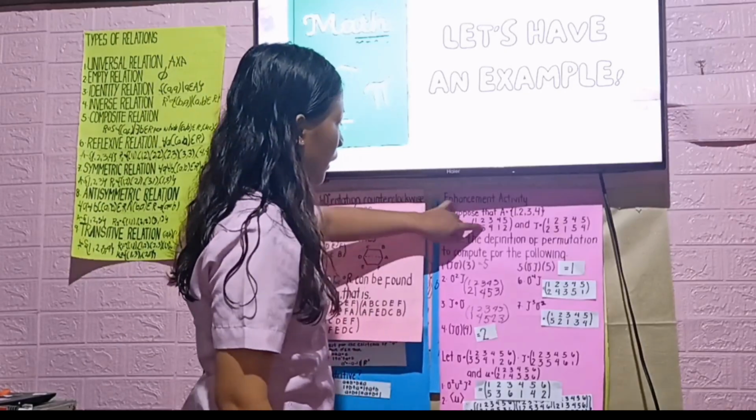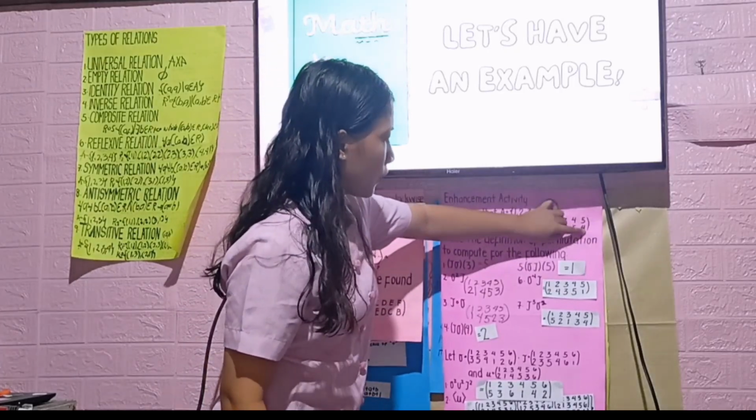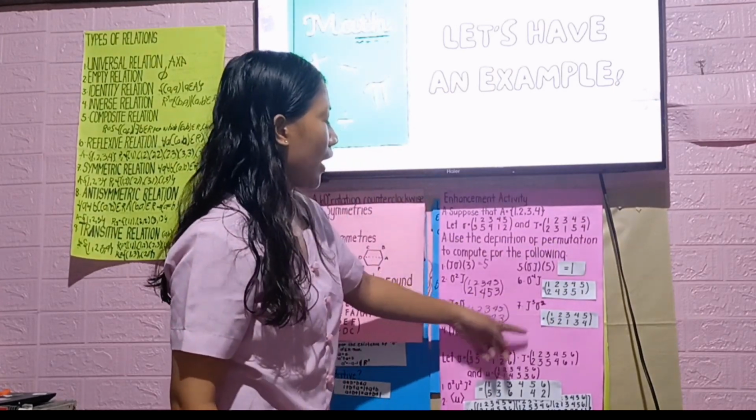Then in our number 7, we have tau to the 3rd power and sigma to the squared. So, 1 maps to 3, 3 maps to 4, 4 maps to 5, 5 maps to 4, 4 maps to 5. Then correct. So, it is correct, number 7.